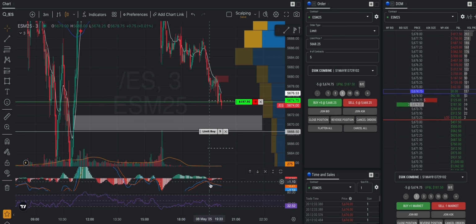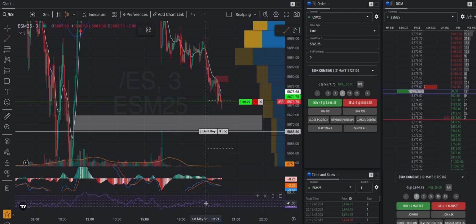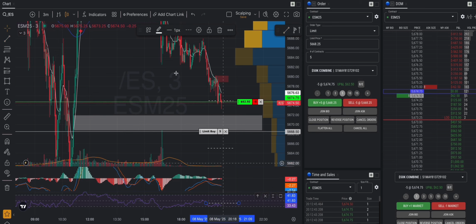You can see our MACD, we're only on the 3-minute, but our MACD is angling down. Histogram is looking like it could push lower, and our RSI is quite low. We're going to be setting an upper bound. If it breaks through that, we'll be exiting.